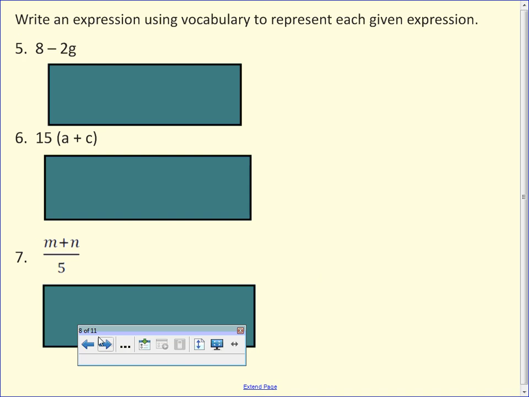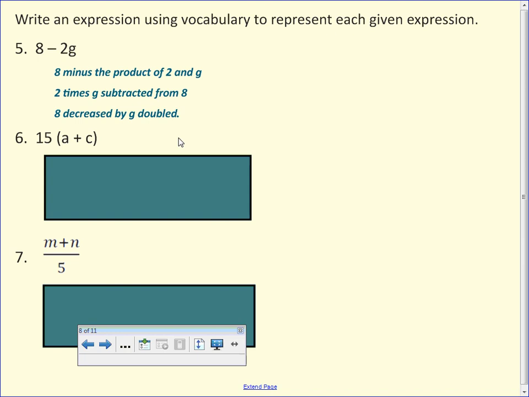Okay, right now, try these on your own, and then we'll go over them. Try 5, 6, and 7 on your own. All right, let's see with some suggestions. 8 minus the product of 2 and g. 2 times g subtracted from 8. 8 decreased by g doubled.